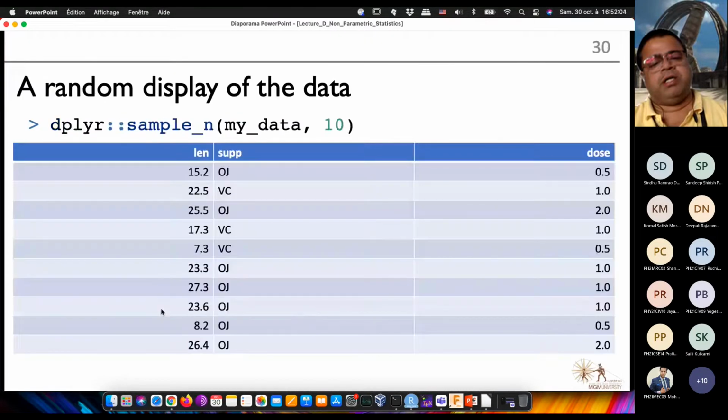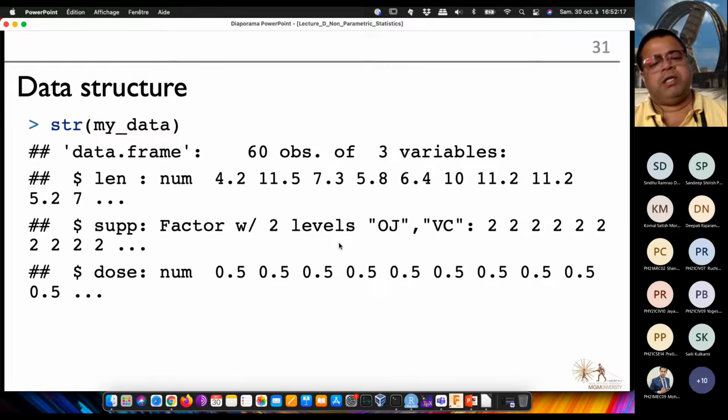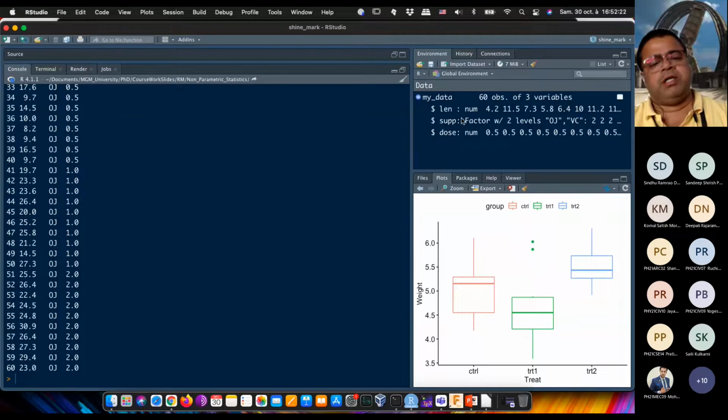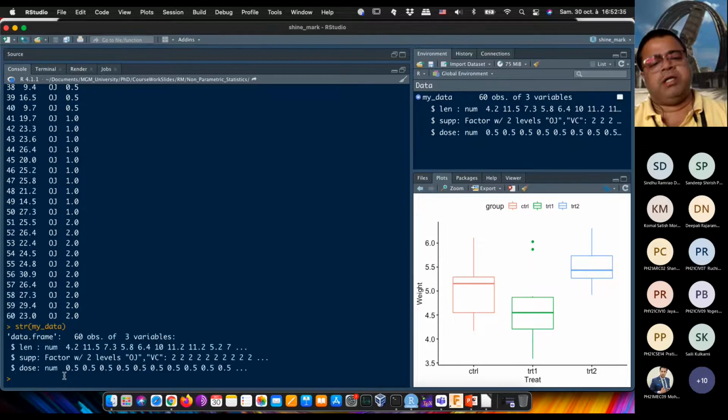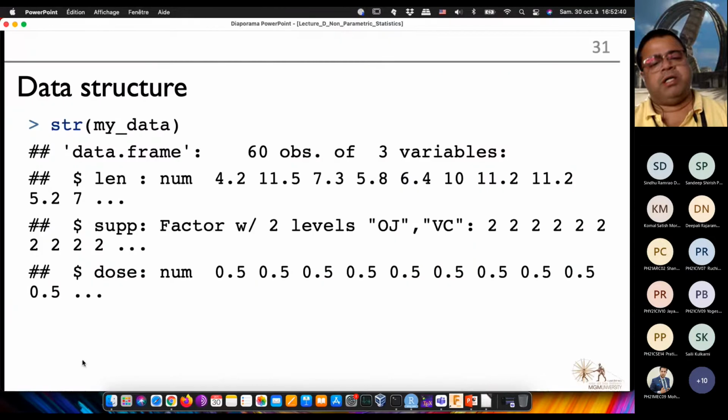So look here. This is the random display of the data. You can also do the same thing with the data there. I am just showing you the live data set so that you can see. Now if I look at the data structure, you can see it on the right side of the screen. You can also type str of my data. If I do that, it will also show you the data structure. So this is how the data looks. All right, now what do I have to do?